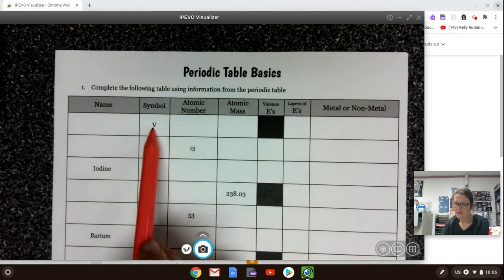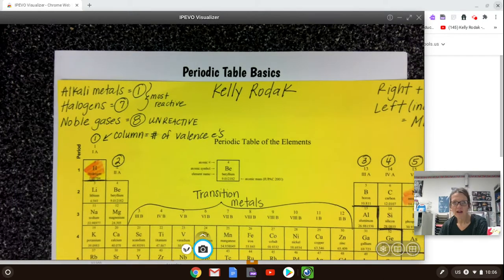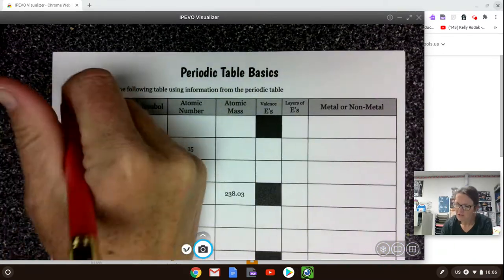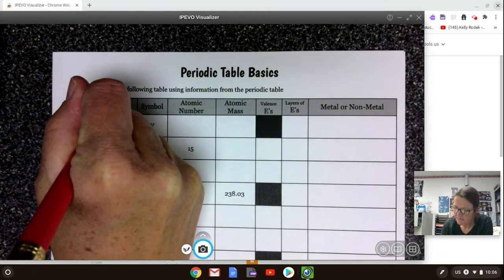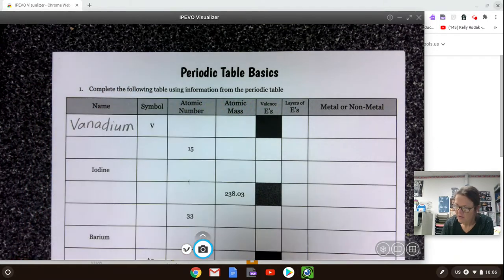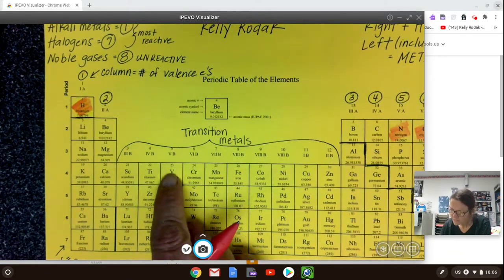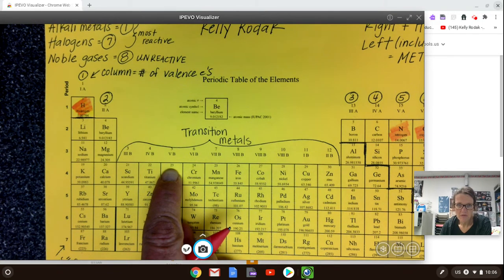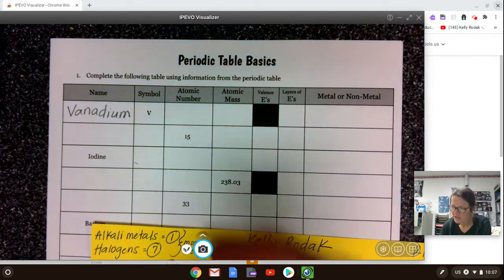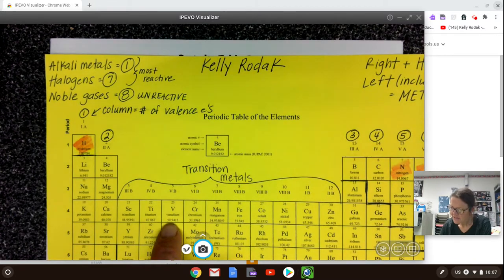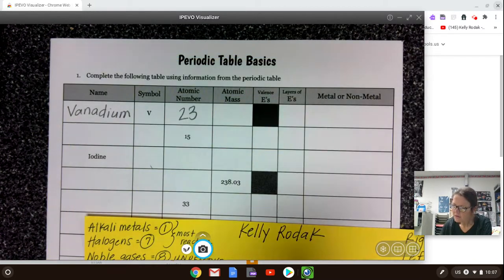So it's pretty straightforward. The first element that we have here is V. So you go to your periodic table and you find that symbol V, and it's for vanadium. So we're just going to fill in vanadium. Okay, the atomic number, remember, is the whole number at the top of the box. Remember, the atomic number also tells you the number of protons and determines the identity. So for vanadium, the atomic number is 23. The atomic mass there is given as 50.94.